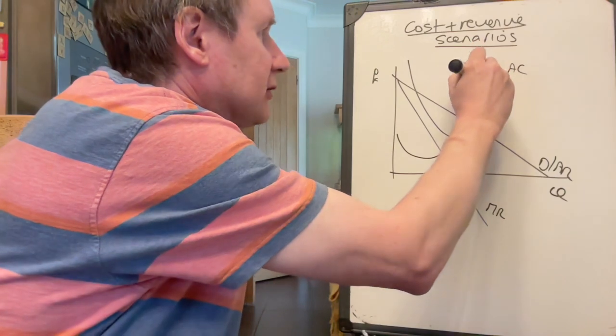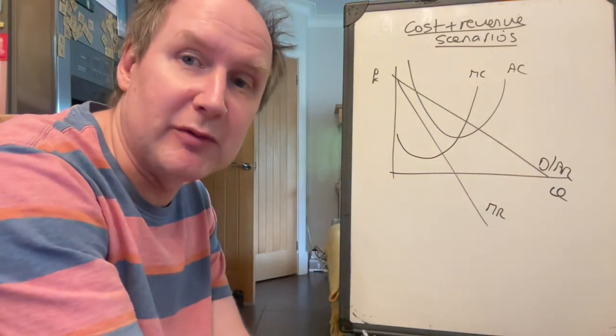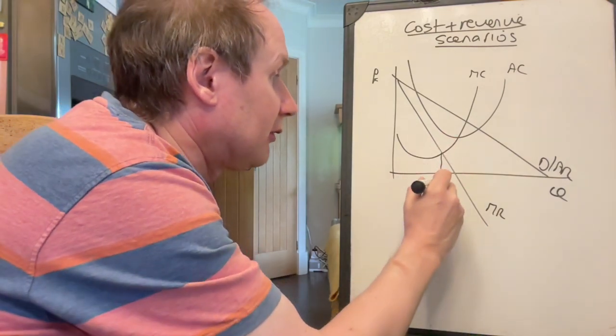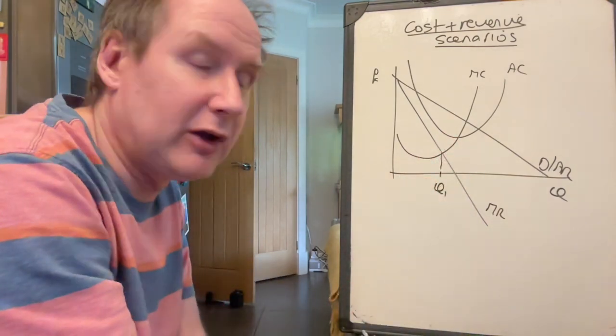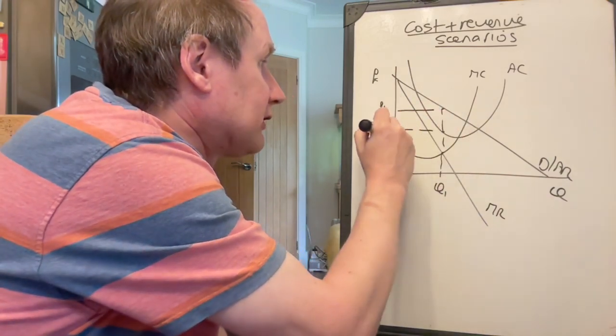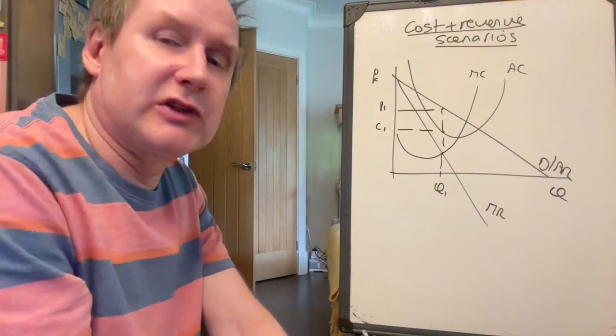And where there are barriers to entry, then you might be able to make abnormal profit in the long term. So this is your base diagram. This is a firm operating where MC equals MR. In this case, it has abnormal profits and so on. What are our possible scenarios?